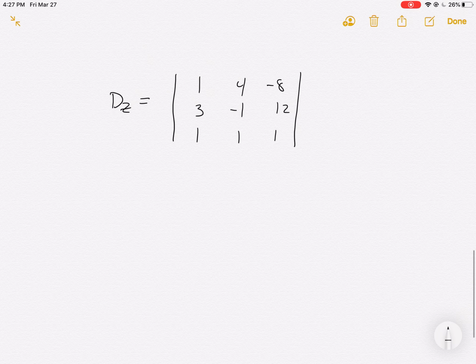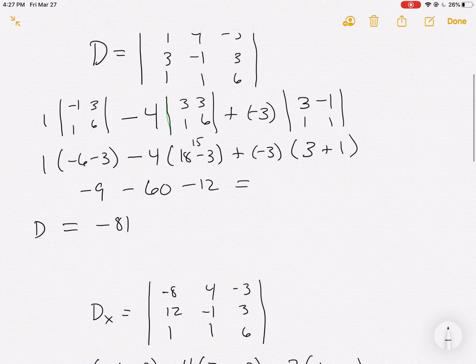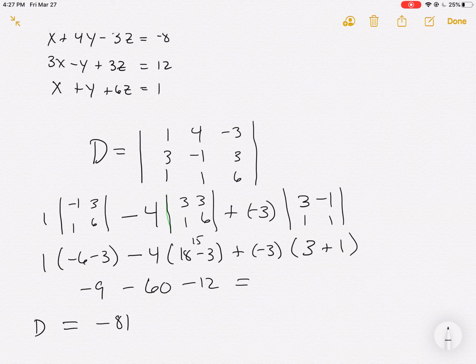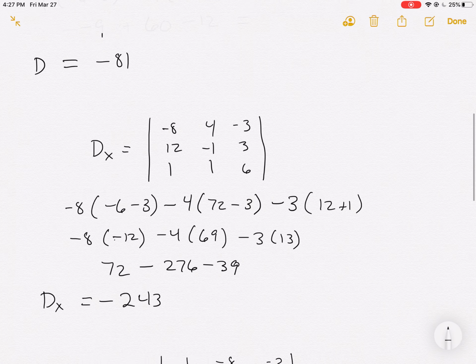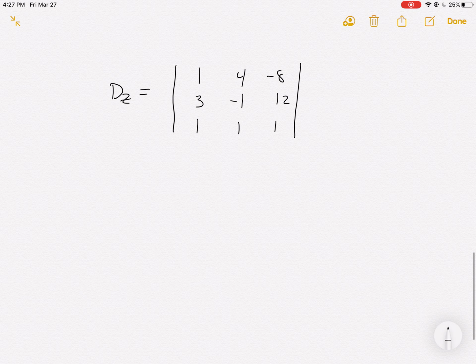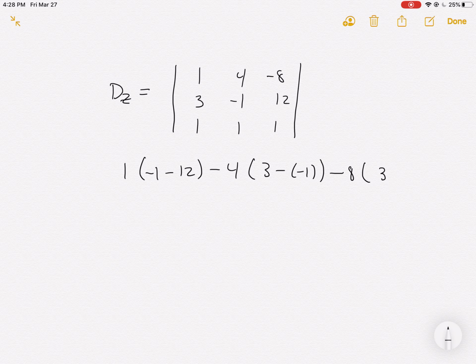And there's z right at the end. And so what do we have here? We replace the 0 with the negative 8, 12, and 1. So remember, we're coming back up here to our regular d, keeping the 1, 3, 1, the 4, negative 1, 1, but replacing that last row with negative 8, 12, and 1. So that's what we have. And so what do we end up with? We end up with 1 times negative 1 minus 12, minus 4 times 3 minus a negative 1, and then plus a negative 8 times 3.